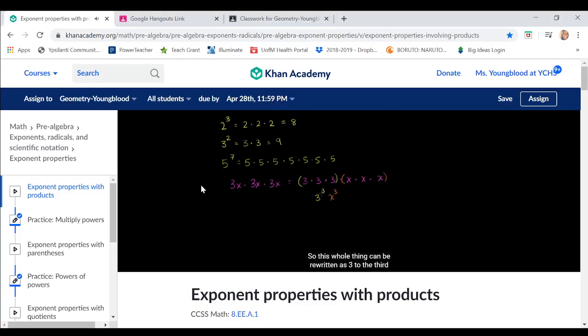Written as 3 to the third times x to the third, or if you know what 3 to the third is, this is 9 times 3, which is 27. This is 27 x to the third power.